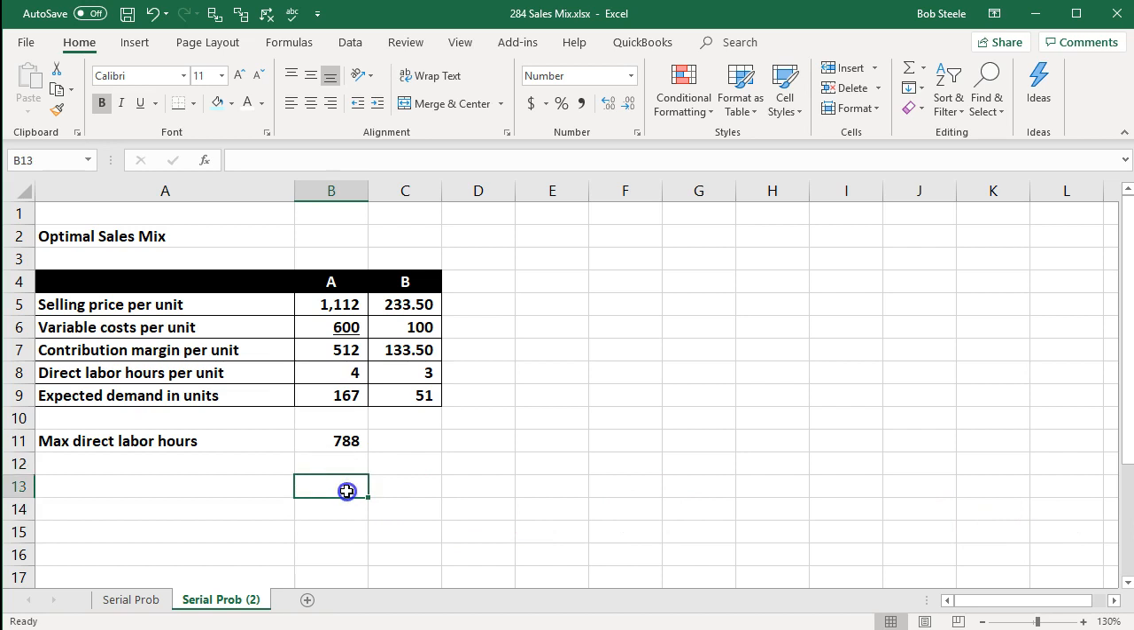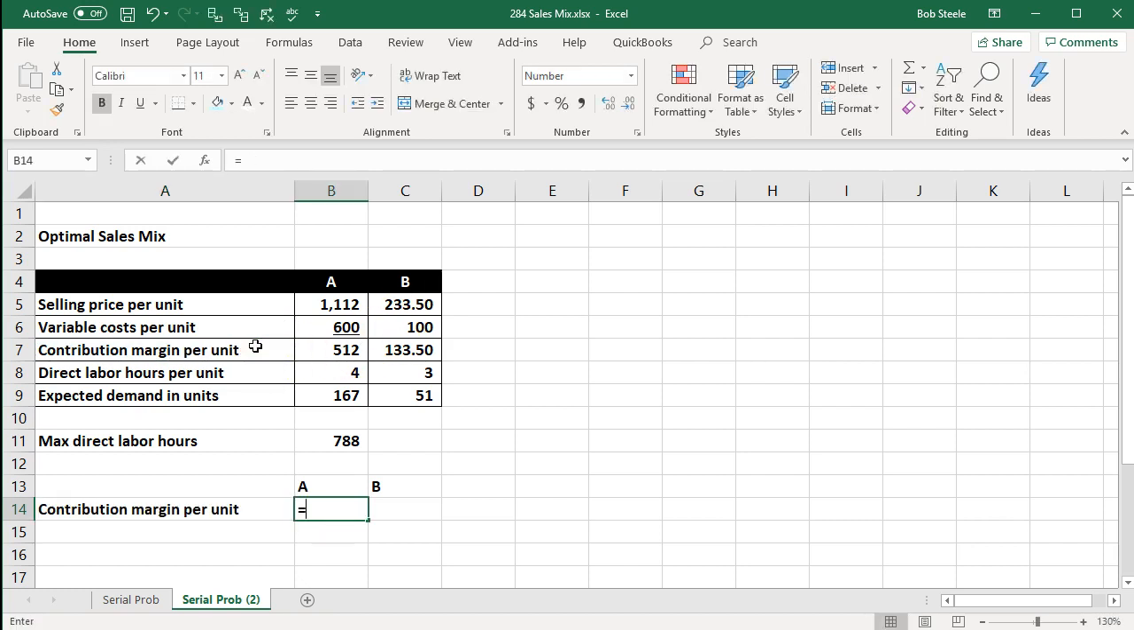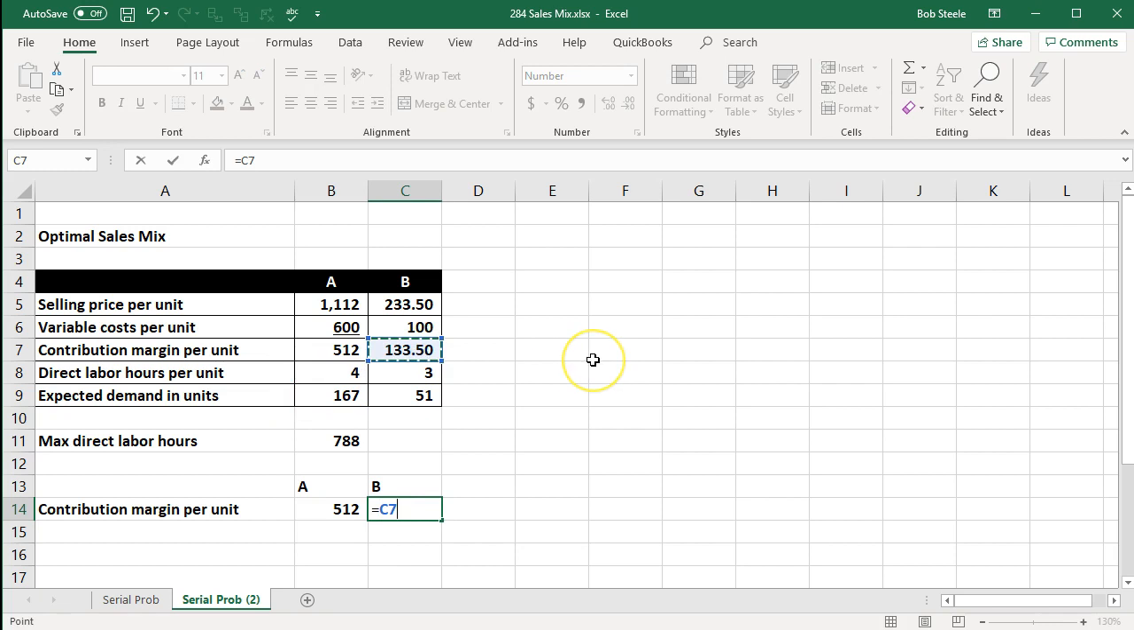All right, so we're going to start up top. We're going to say our table is going to be for B and C. We're going to have the same kind of headers here. We're going to say that the contribution margin per unit is where we'll start. Contribution margin per unit, we said, was equal to this 512 and the 133.5.